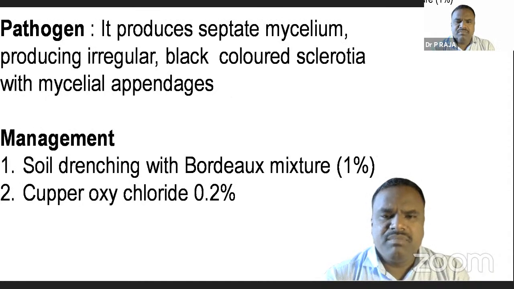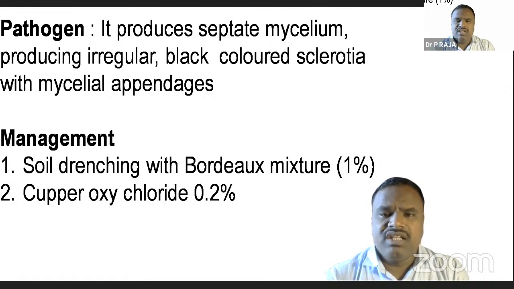And you see this pathogenic character, it produces a septate mycelium and irregular black colored sclerotia with mycelial appendages. That is a pathogenic character. And if you see the management, it is soil drenching with borax mixture 1% and also copper oxychloride 0.2%.